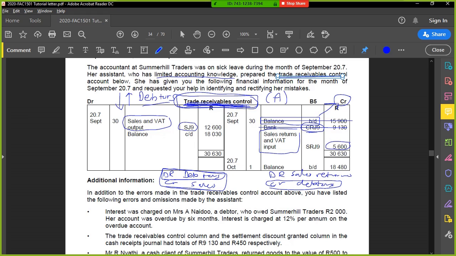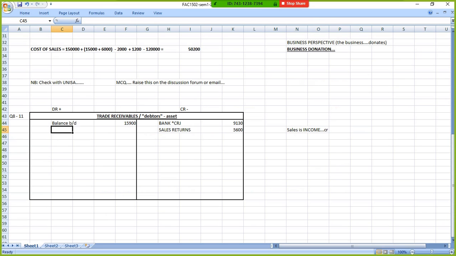This account must be debited. And this account, an asset, must be credited. Do you see that? What you write in here is the description. You're writing what happened. You're writing the contra account. That's also correct. 12,600. Happy with that? Yes.